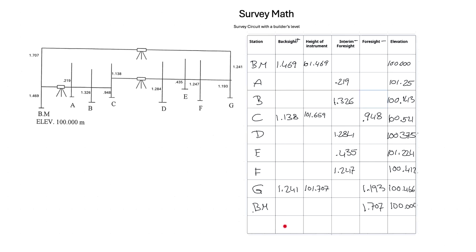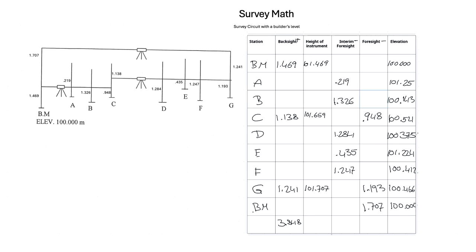You do it too. So 1.469 plus 1.138. See, easy to make mistakes. Plus 1.241. In the backside column, that comes to 3.848. Okay, so now let's do the foresight column.